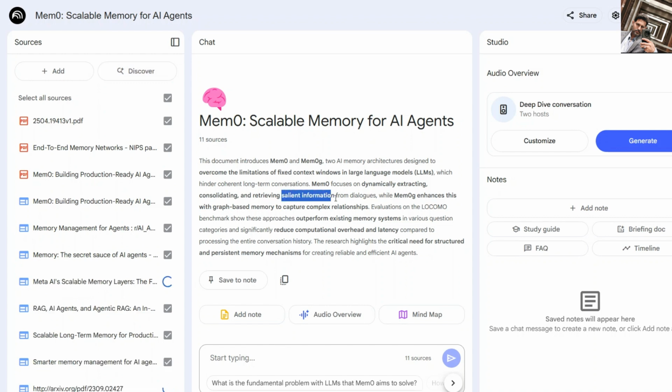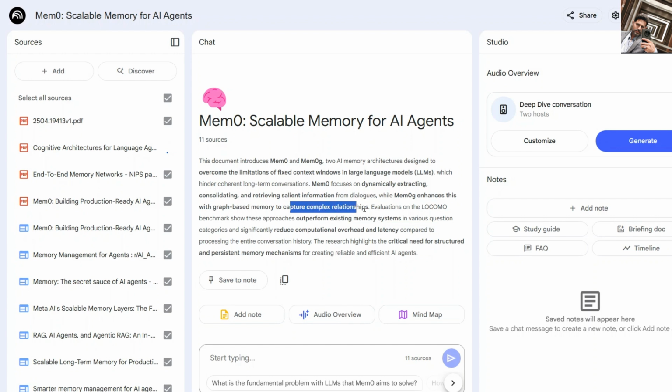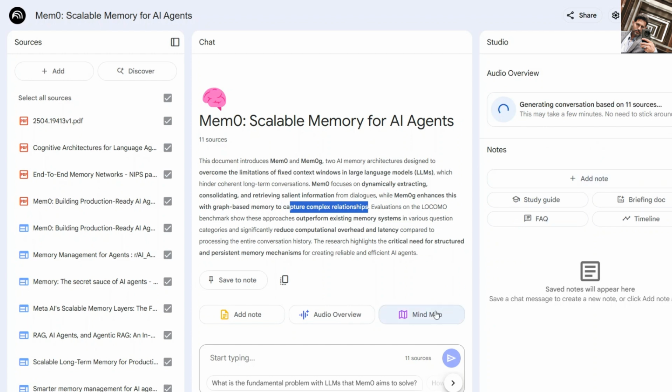Decoding ML, talking about memory as the secret sauce. I like that one. Unite.ai on Meta's scalable memory layers. DigitalOcean explaining RAG and Agentic RAG. Lots on RAG. Definitely. And even Redis announcing how they're working with Mem0. So a really broad perspective.